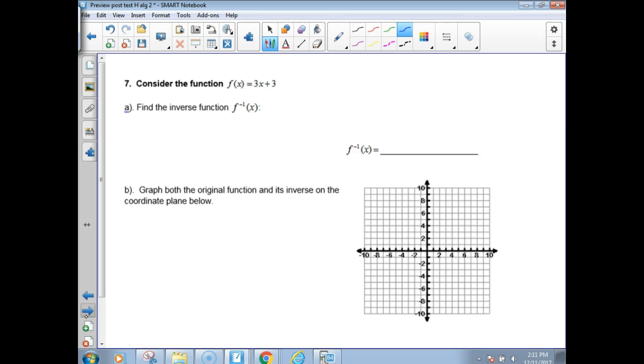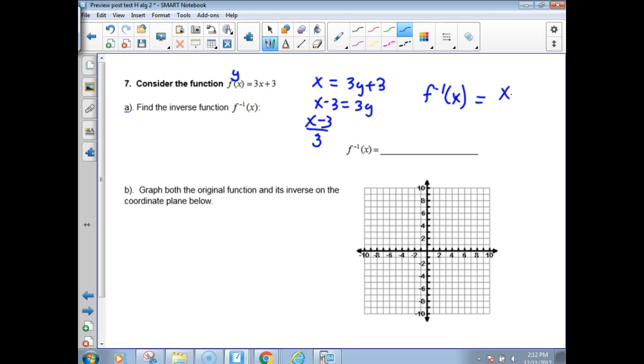Consider the function f of x equals 3x plus 3. Find the inverse of f of x. Okay, so what we do first is remember that f of x is like y. And so we're going to switch x and y. The next step is to solve for y by subtracting 3. And then divide by 3. Now, f inverse of x is notation for the inverse function of f of x.